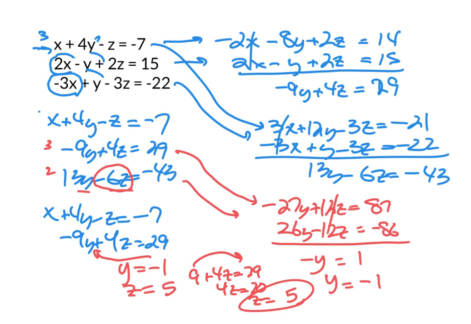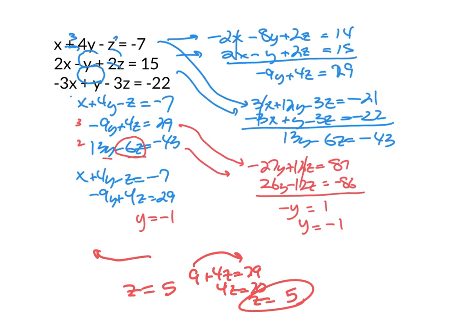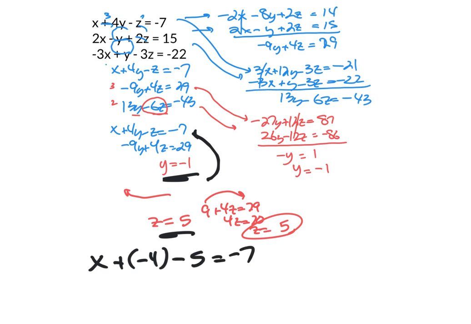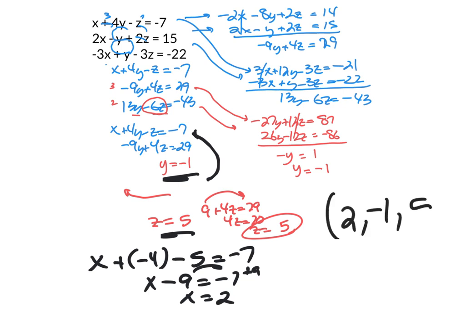So I got y, I've got z. All I need now is my x. So to get the x, I'm going to plug my y and my z back into my top equation. So it looks like this, x plus 4 times -1 is -4, minus z, so I'm going to put -5, is -7. That makes it x minus 9 is -7. Move the 9 over, be a +9. That's 2. So here's my answer. My x is 2, my y is -1, my z is 5.